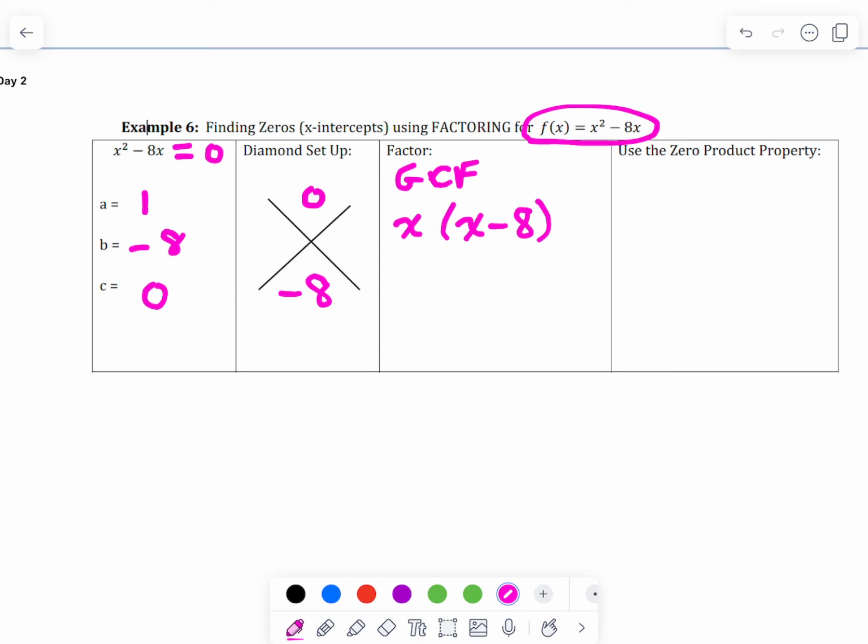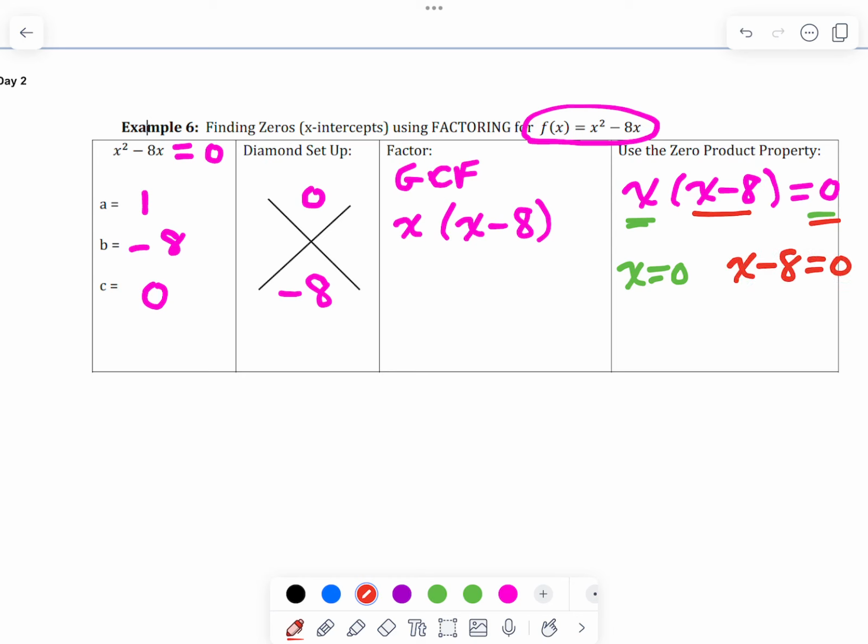So now we use our zero product property. x quantity x minus 8 equals 0. So the first factor is the x, and we set that equal to 0, so x equals 0, and that's done. Set the second factor equal to 0, x minus 8. And then we solve it for x, so we add 8 to both sides. So we get x equals 8. So our two solutions are x equals 0 and 8. These will be the x-intercepts when we graph the function.